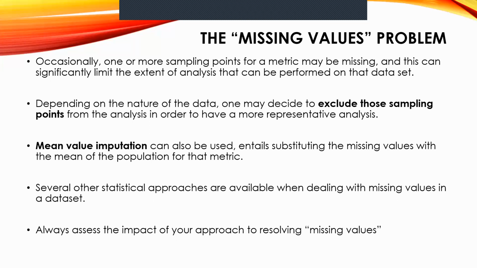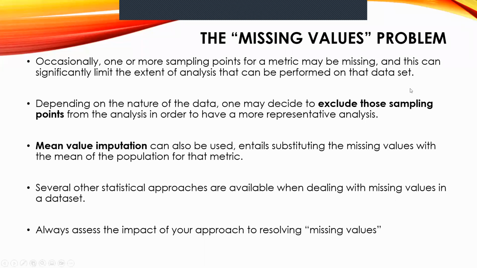Some people also just substitute the missing values with maybe zero. Maybe they substitute it with another value that they decide would make sense for that data set. So it is very important that while you are dealing with missing data, you need to assess the impact of the approach that you are deciding to go with on resolving that missing value. So if I'm replacing it with mean values, what does it imply for my entire data set? If I'm excluding that sampling point from my analysis, what does it mean for the data analysis project?